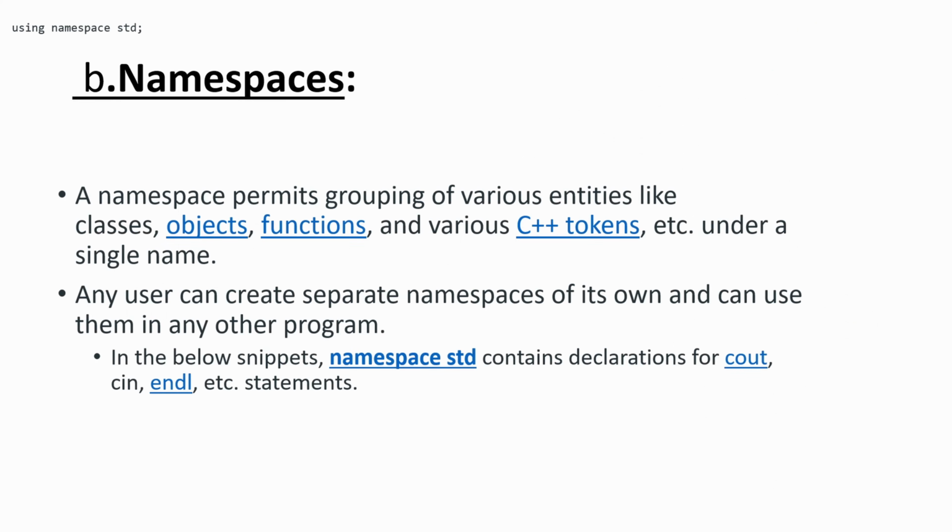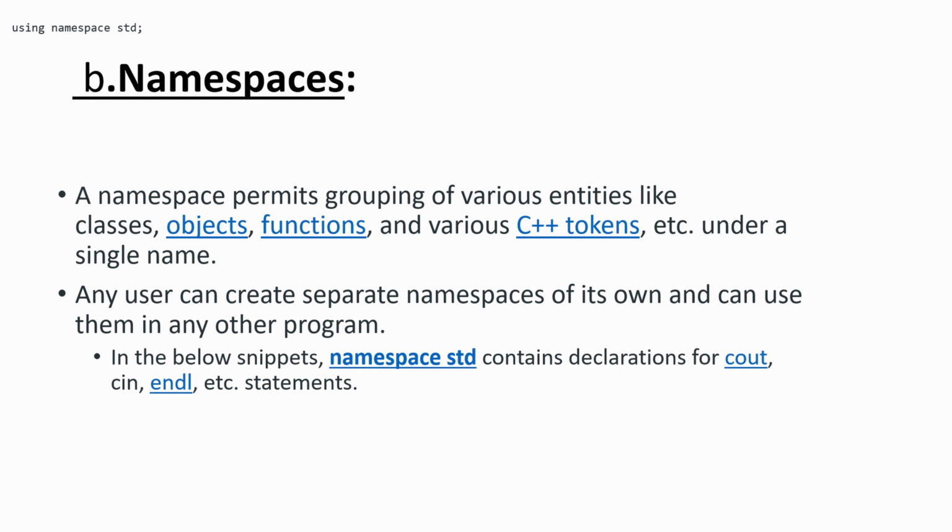The next one is namespace. You might always be wondering why we use namespace, right? I am a student myself, and I always used to wonder, why do we write namespace? Like, do you not have a spacebar on your keyboard? Everyone gets that doubt. A namespace permits grouping of various entities like classes, objects, functions, and various C++ tokens under a single name. So to use all these objects, classes, and functions under a single name, we use namespace.